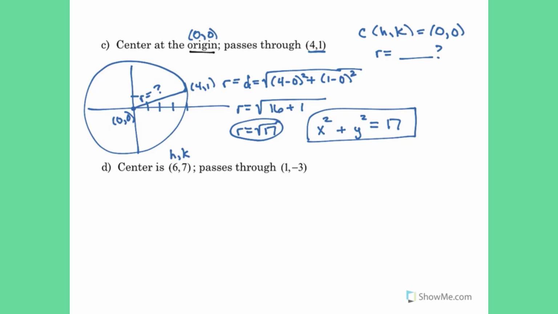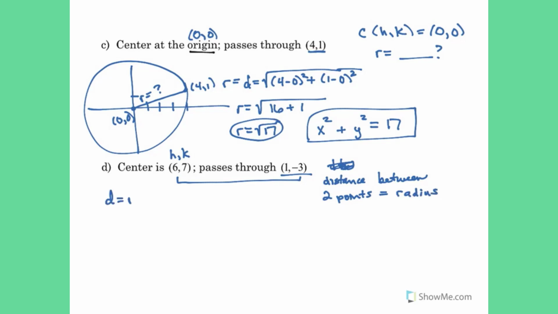Again, they give me h and k, and they give me a point. But just like on this last one, I found the distance between the center and the point. That's what I need to do. The distance, let me just go ahead and write that out. The distance between the 2 points will equal the radius. So I'm going to find the distance, which is my radius.